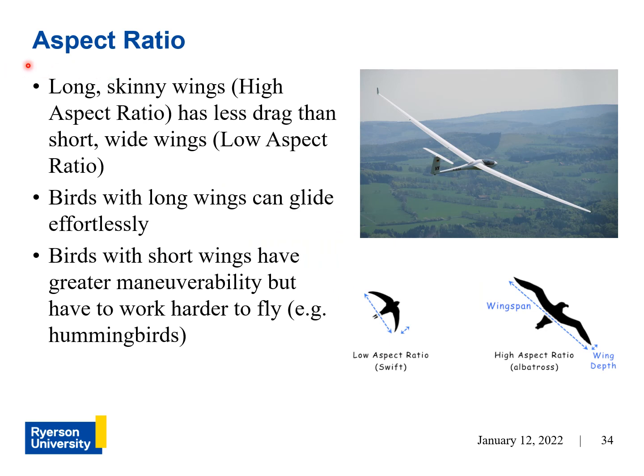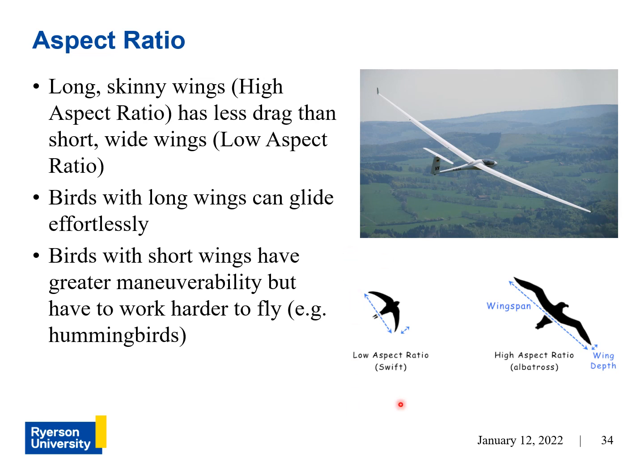Okay, so in this section we'll be talking about aspect ratio, and I've been mentioning this term several times earlier in this workshop, and now we're going to define what that actually means. So long skinny wings are referred to as high aspect ratio wings, and they have less drag than short wide wings, which are referred to as low aspect ratio wings. And you can see that typical gliders have high aspect ratio wings.